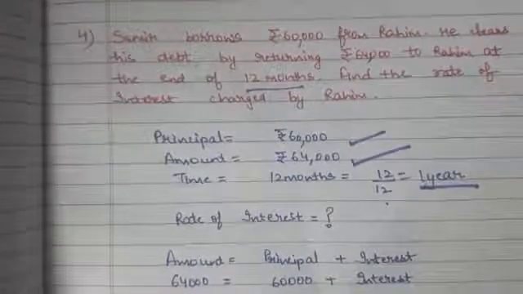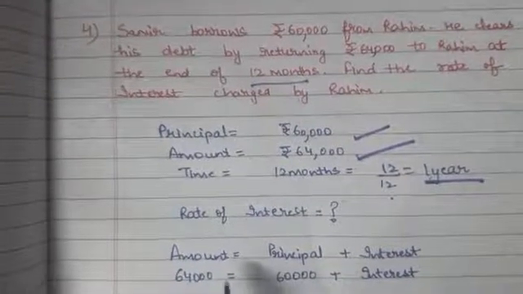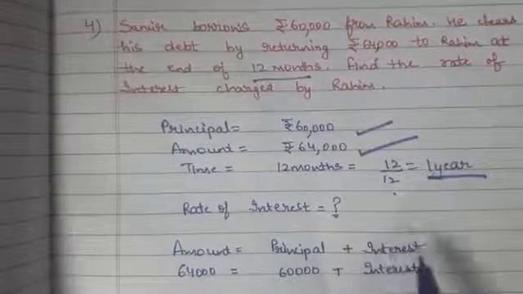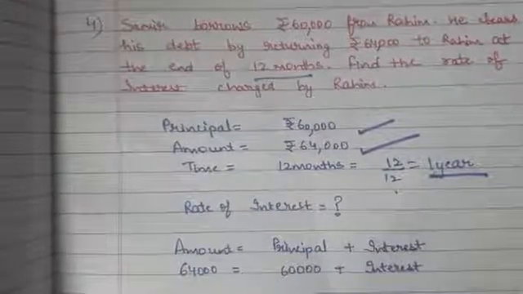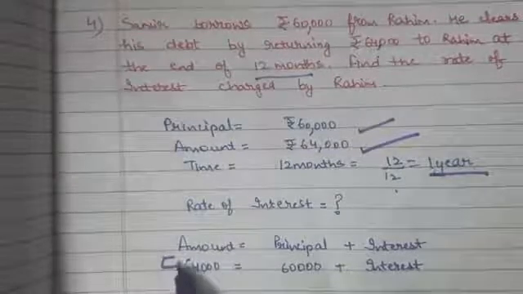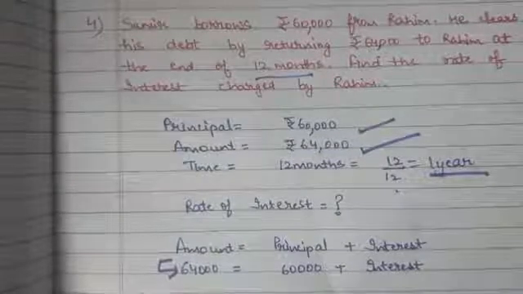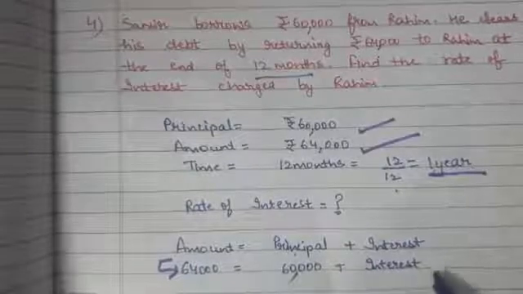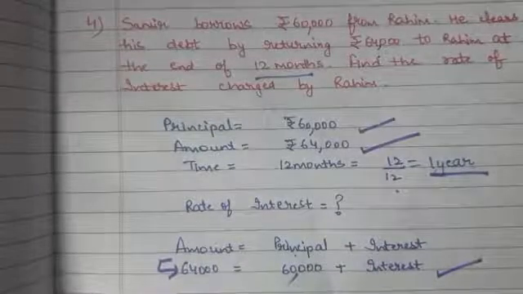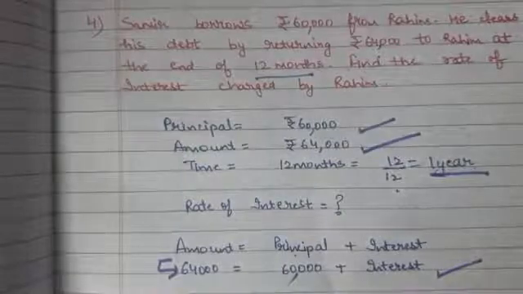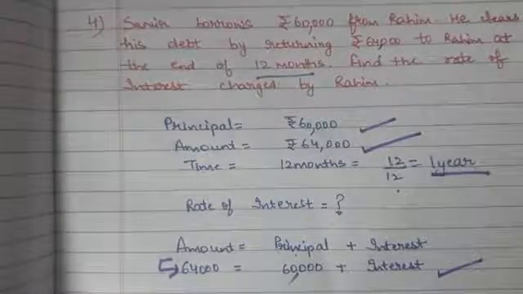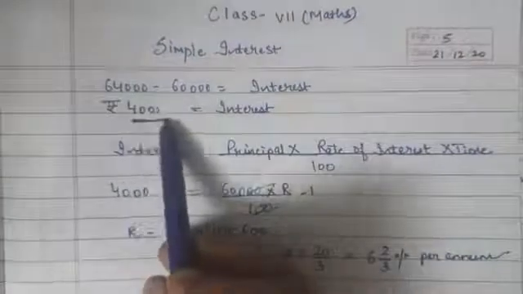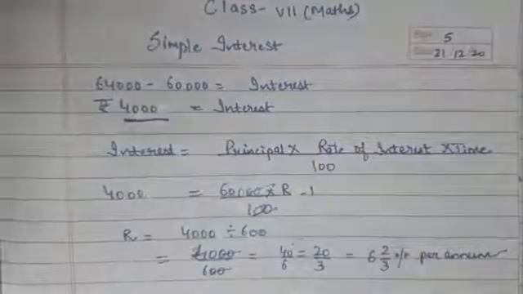Now we know the formula for amount is principal plus interest. Amount we know, that is 64,000. Principal, that is 60,000, plus interest. Now from here we will find the interest first. So the interest we got is 4,000.